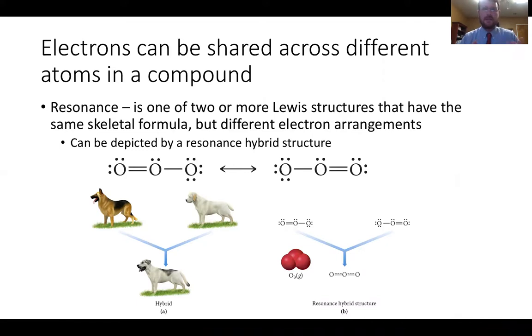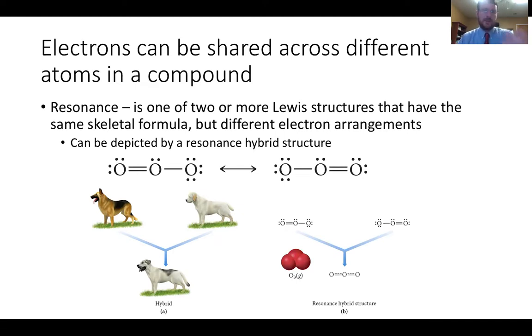What you have is two or more Lewis structures that have the same skeletal formula but different electron arrangements. Here we're looking at ozone, or O3. As you can see, there are three oxygens bonded the same way structurally, but with different bonding. The double bond in the one on the left is on the left, and in the one on the right, as you're looking at the screen, it's on the right. Technically, those are different.